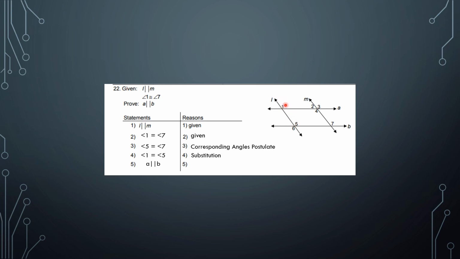Well, these are corresponding angles, right? 1 and 5 are in the same area, the same section of different intersections. They're both in the top right corner. So they're corresponding angles, but we just showed that they are congruent. So when corresponding angles are congruent, the lines are parallel. That is our corresponding angles postulate basically in reverse.